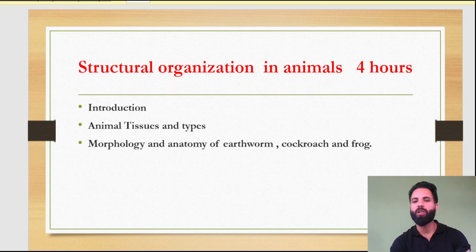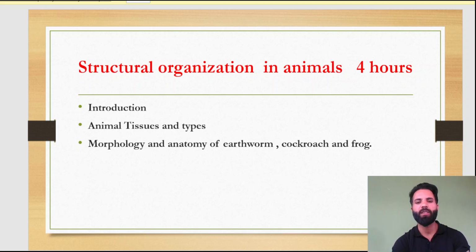In this unit, we are going to study the introductory part of structural organization in animals, the complexity in organelles, cellular levels, and all those things. Then we will study the types of animal tissues. How many types of animal tissues are found in animals, and we will go one by one: epithelial, nervous, connective tissue, and muscular tissue. We have to go through the characteristics of those tissues.